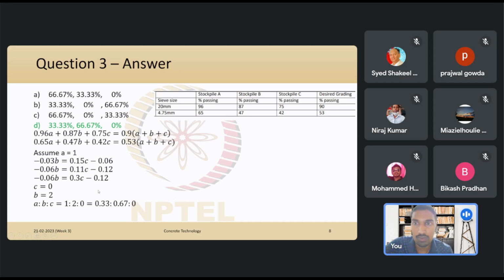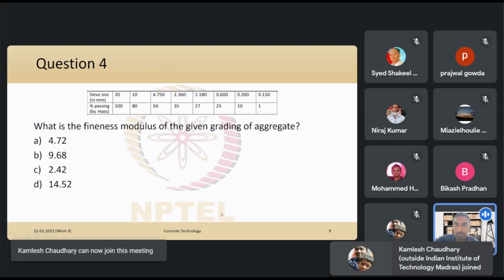Okay, so that's how we find the blending of different stockpiles, to get the desired grading. Okay, if there is no question, we will move on to question number 4.